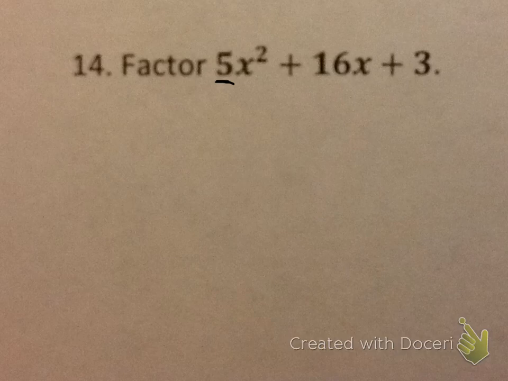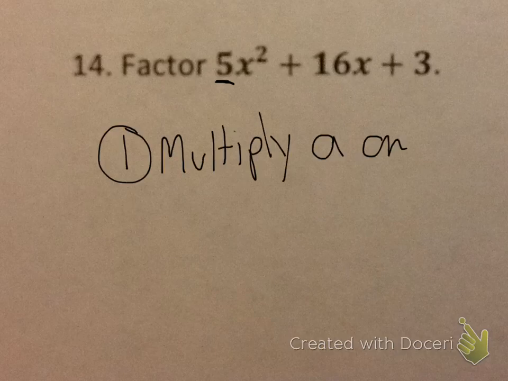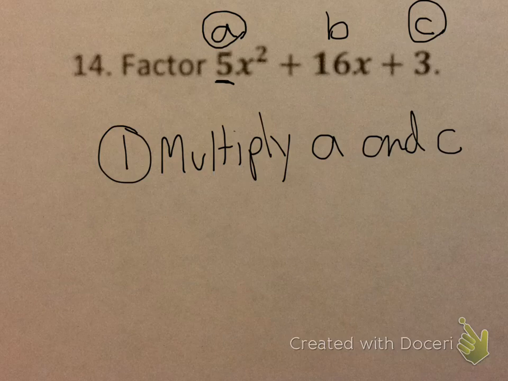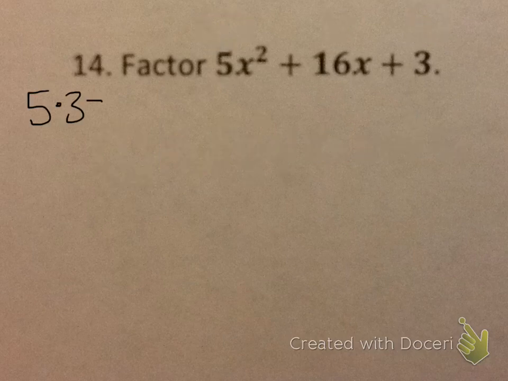And just as a review, that number in front of our x squared is our A, the number in front of our x is our B, and the number all by itself at the end is our C. The AC method first asks us to multiply A with C. So we have 5 times 3 equals 15.